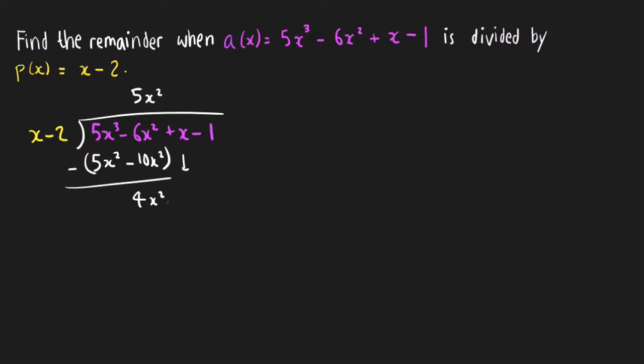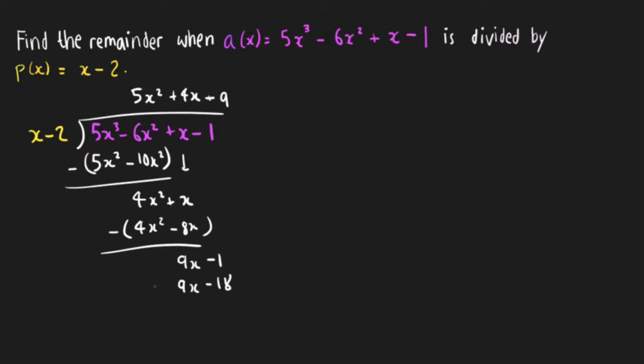This plus x comes down the bottom. We need to multiply x by 4x to get 4x squared. We put a 4x there. 4x times x minus 2 is 4x squared minus 8x. Subtract, we're left with 9x. The minus 1 comes down the bottom. We have a 9 here because we need to do 9 times x to get 9x. If we do 9 times x minus 2, we get 9x minus 18. Subtract, and we're left with our answer, which is 17.